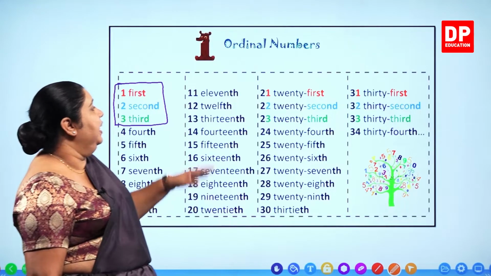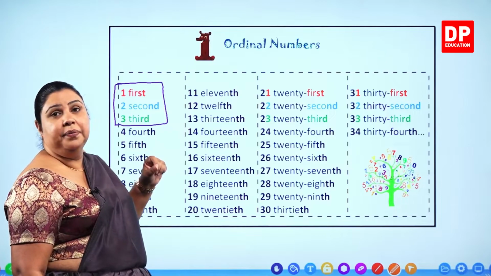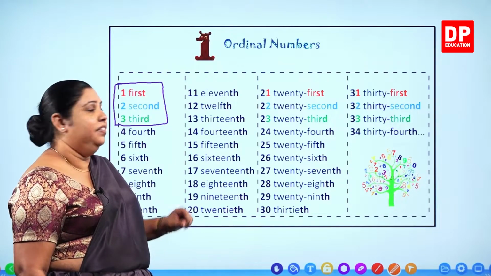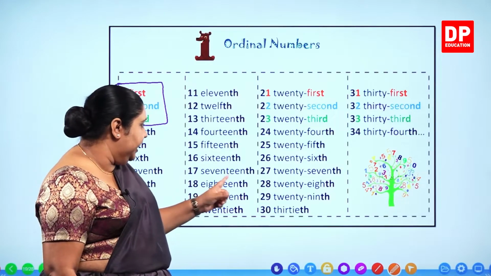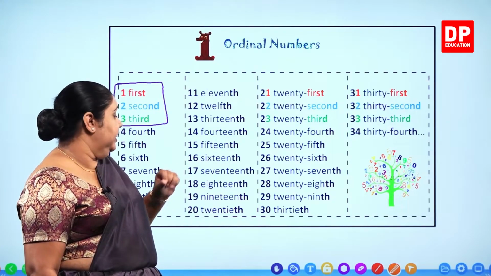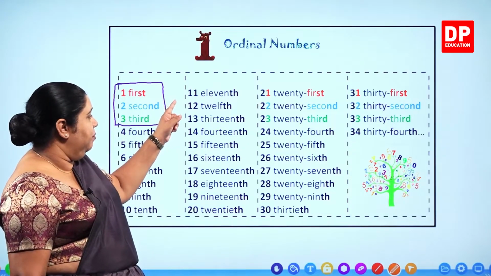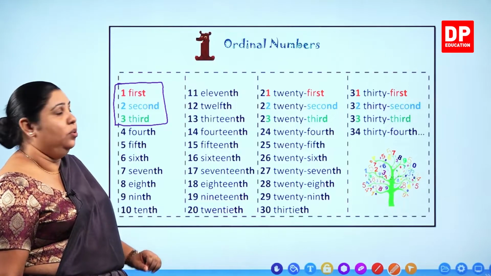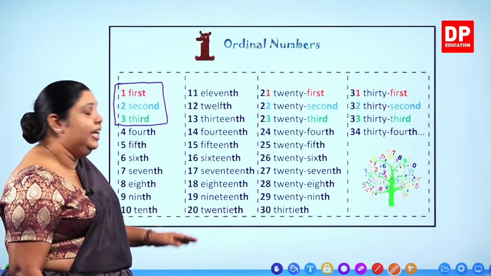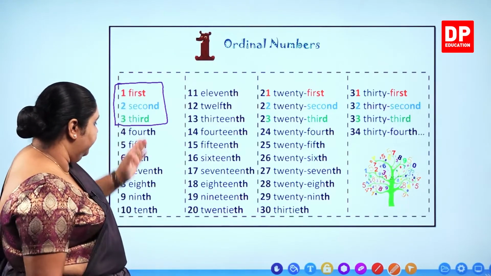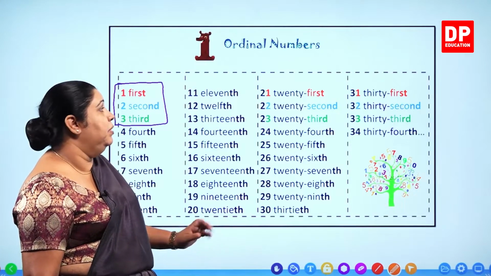Next, we have 11th, 12th, 13th, 14th, 15th, 17th, 18th, 19th, 20th. Right? Number 11 to number 20. So number 11 says 11th and 20, 20th. So these are the first 10 numbers, then the second 10 numbers up to number 20.